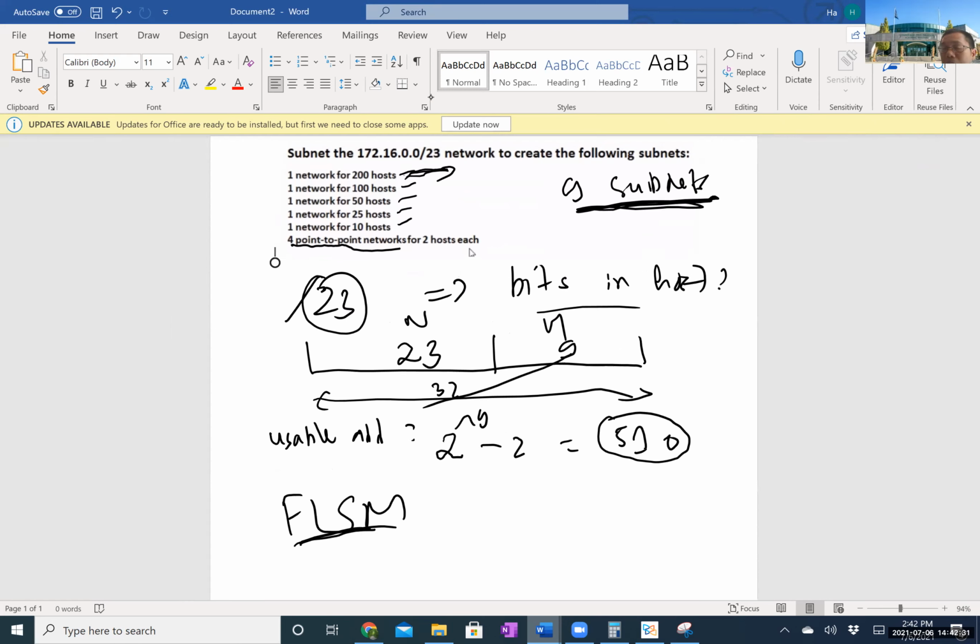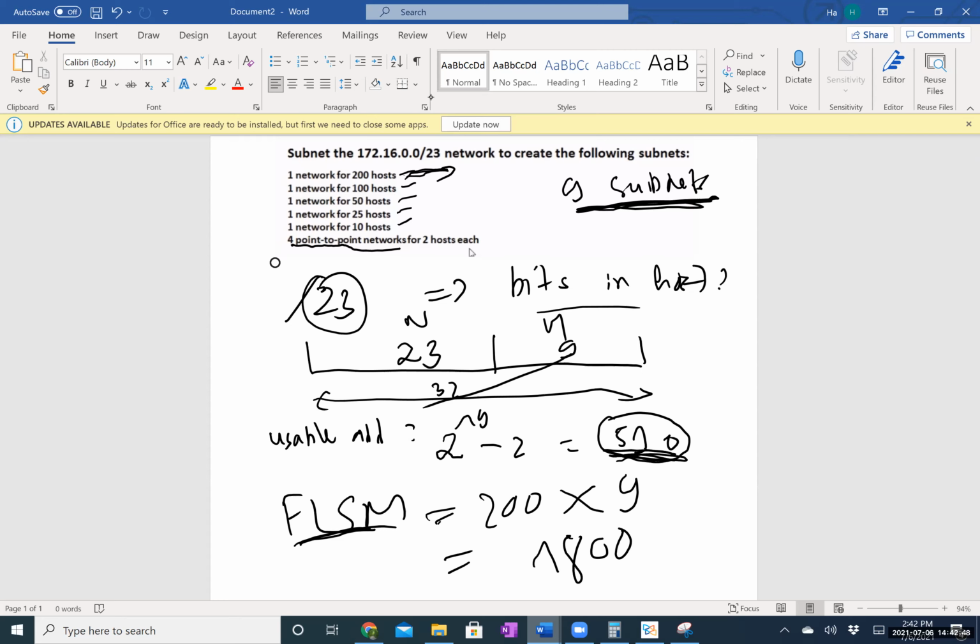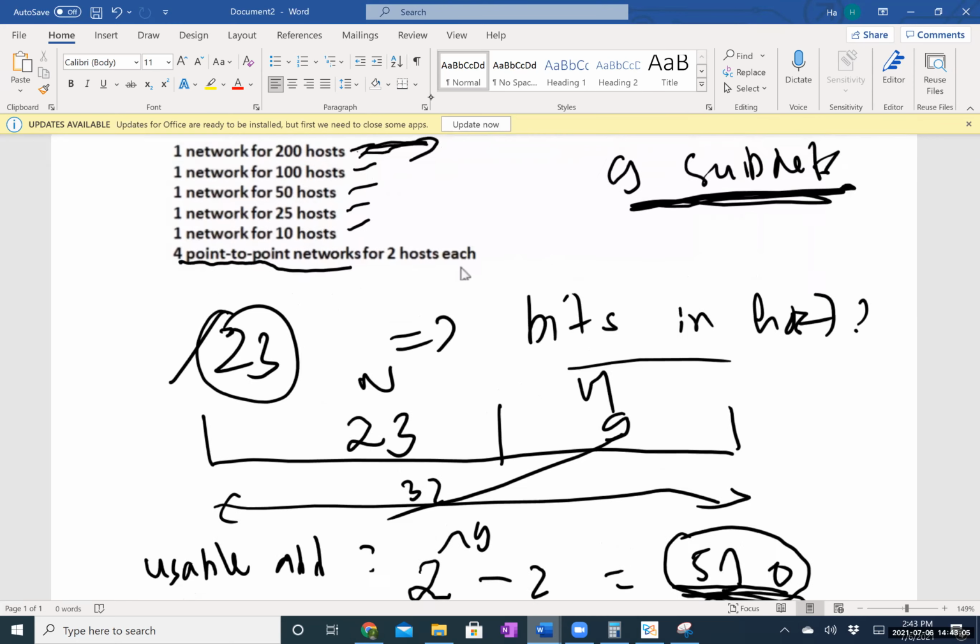That is 200 here. So for each of them it's 200 equally, at least 200, and you have 9 subnets here. So at least you need 1,800 usable addresses here. 510 is not enough. So for this one, you cannot work with an equal size subnet mask. That's why you have to work with the variable length subnet mask. That means you break it down into unequal subnets in order to support the 9 subnets here. That is the reason behind that.